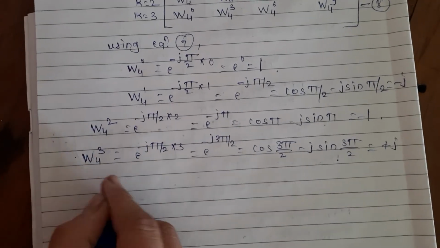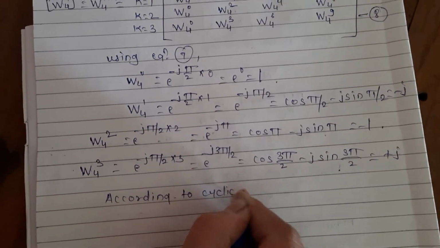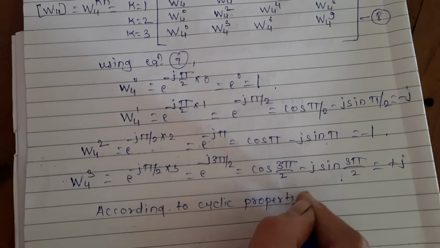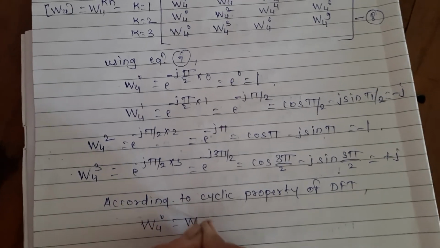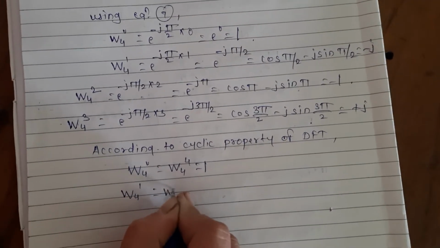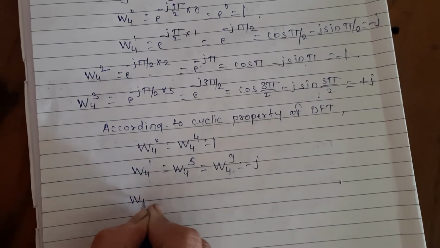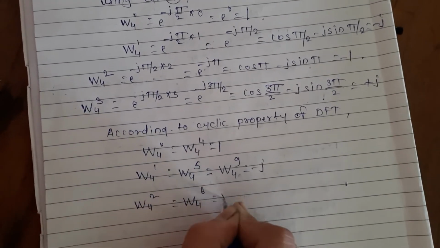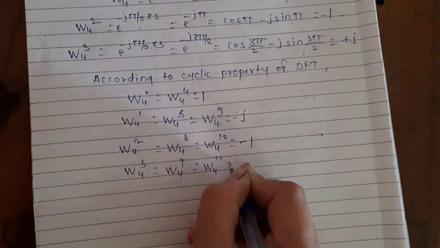Now according to the cyclic property of DFT, W_4^4 is equal to 1. So W_4^5 is equal to minus j. Now this value is for even, it is minus 1. And next is W_4^3. For odd values, it is plus j.